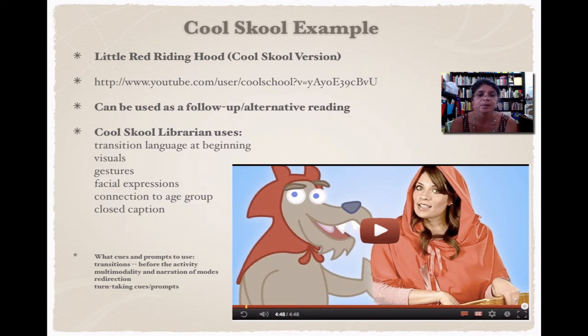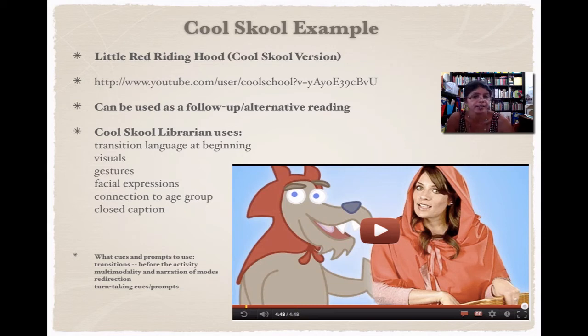So this example, as a peripheral example, comes from school, and basically it's more of an alternative approach. So we have here another story, Little Red Riding Hood. I provided the link here. It can be used as a follow-up or an alternative reading. And in this instance, the school librarian uses the following techniques that are very helpful for someone on the spectrum. And these you'll see in the story.